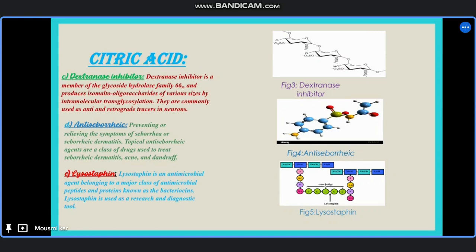Next, anti-seborrheic, preventing or relieving the symptoms of seborrhea or seborrheic dermatitis. Topical anti-seborrheic agents are a class of drugs used to treat seborrheic dermatitis, acne, and dandruff. Next, last, lysostaphin. Lysostaphin is an antimicrobial agent belonging to a major class of antimicrobial peptides and proteins known as the bacteriocins. Lysostaphin is used as a research and diagnostic tool.